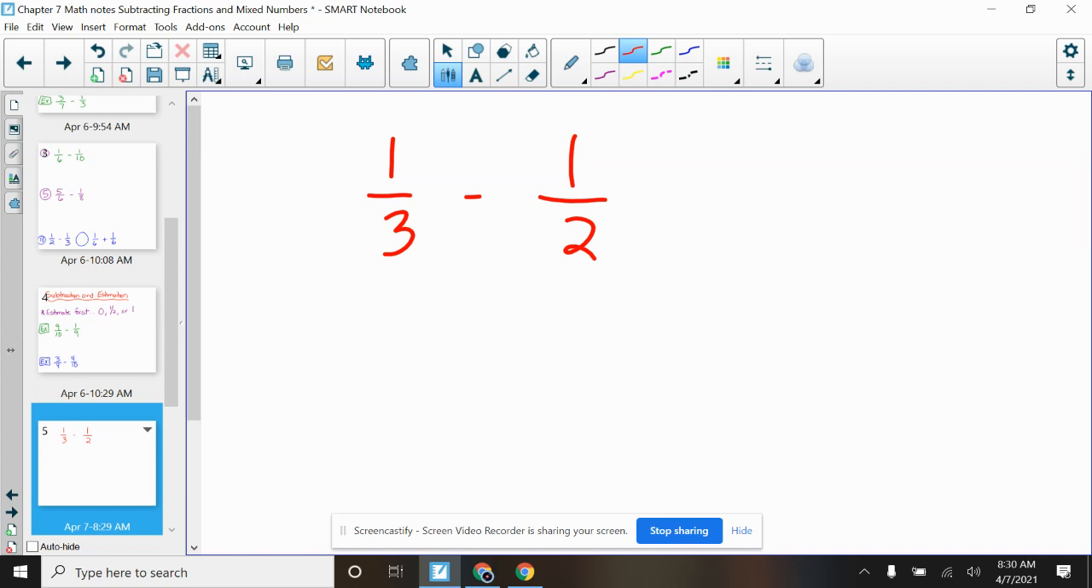So if you set the problem up like this, you are going to have an issue. Let me show you what the issue is going to be. What's the least common denominator between 3 and 2? 6. If we do all of the steps that we're supposed to do, what would my numerator become on this side? 2. What would my numerator become on this side? 3. Okay.